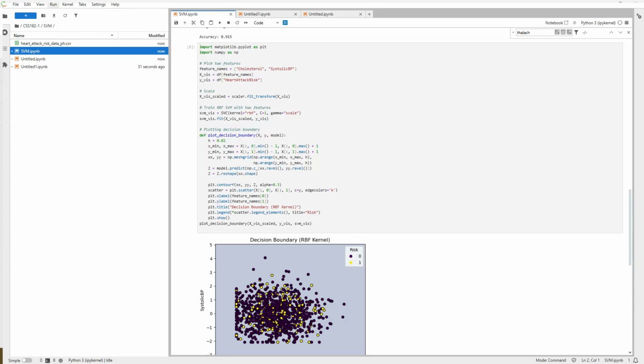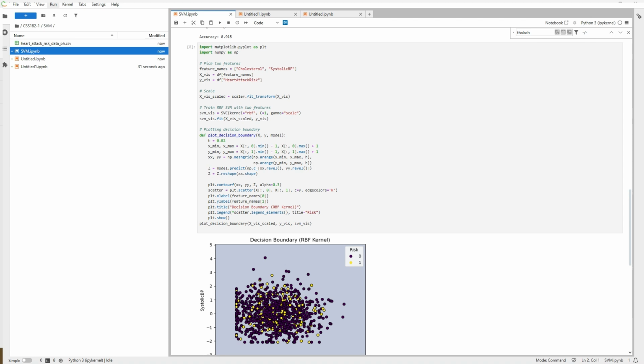Moving on to part 4 of our SVM activity. This model with an RBF kernel classifies individuals as either high risk or low risk of a heart attack based on cholesterol and systolic BP values. Since it's using an RBF or radial basis function kernel, the boundary is nonlinear and can curve to better separate the classes. For the data points, each dot represents an individual from the dataset.